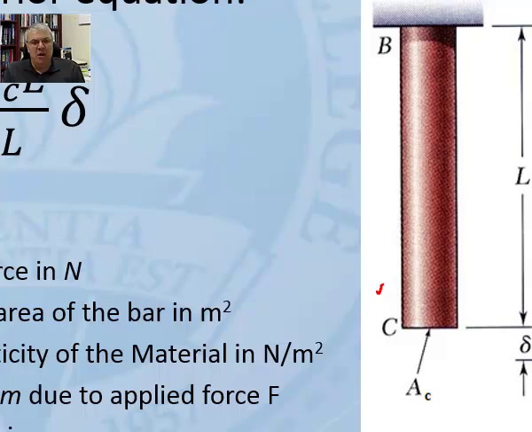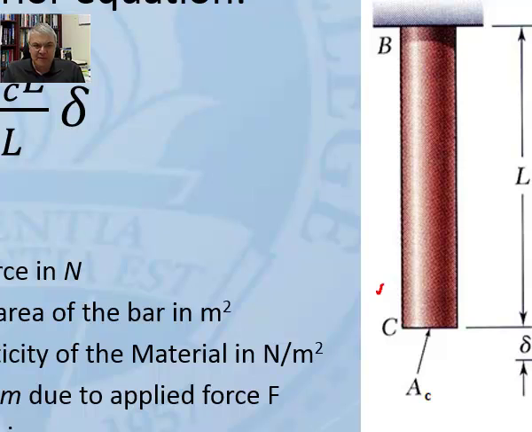And that's not a geometric property. It's the material property. And A sub C is the cross section. That is a geometrical property. We need to distinguish between the two. L is the same way.